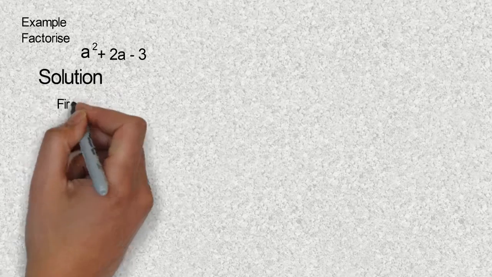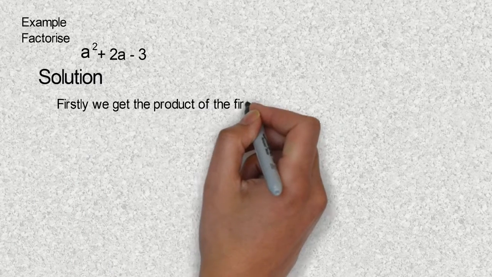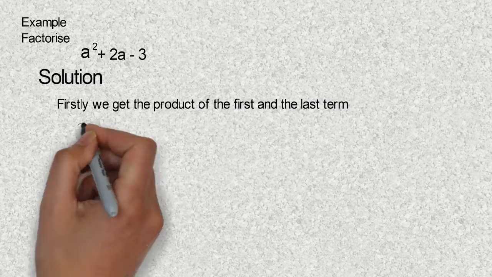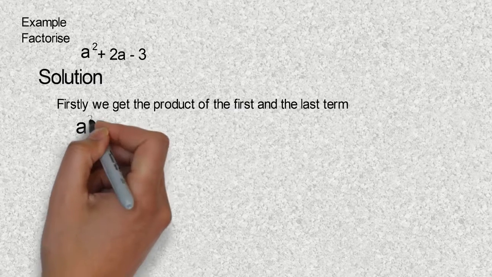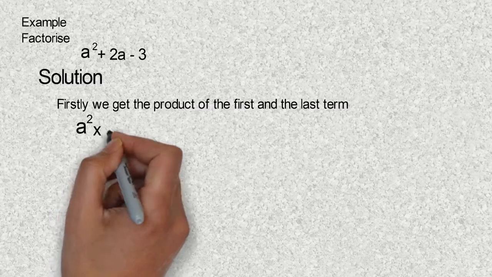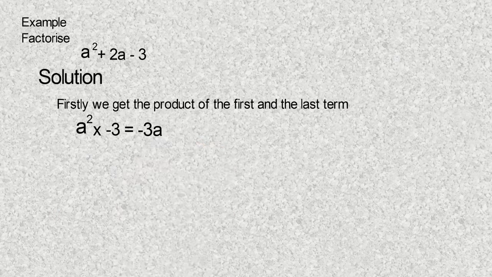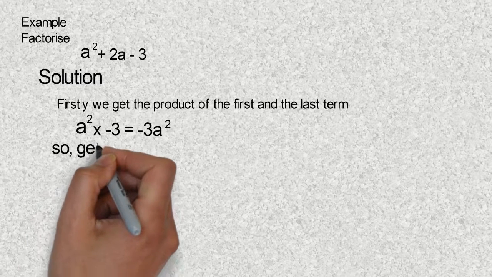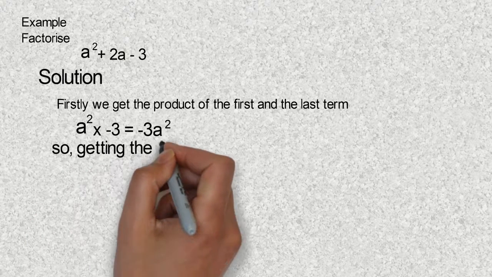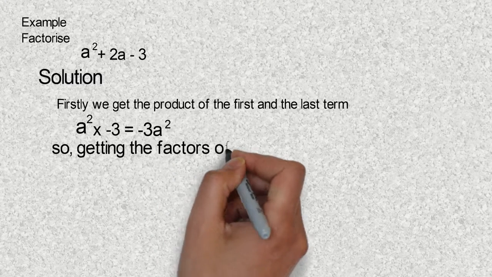Example says factorize a squared plus 2a minus 3. How do we do this? Solution. Firstly, we get the product of the first and the last term. Our first term is a squared and our last term here is minus 3. So a squared times minus 3 will give me what? Minus 3a squared. So after getting this, we get the factors of it. I have minus 3a squared as the answer.